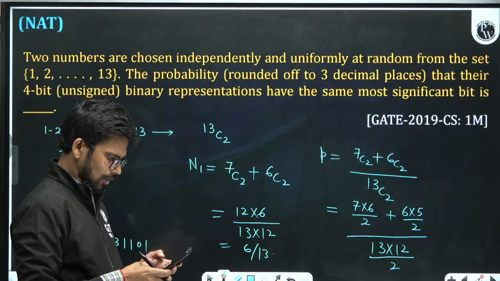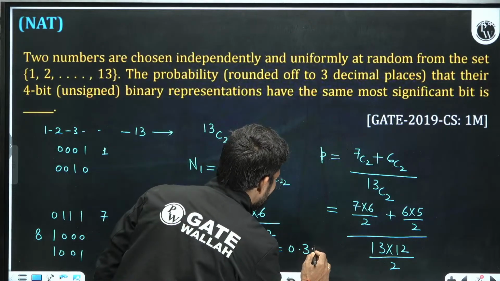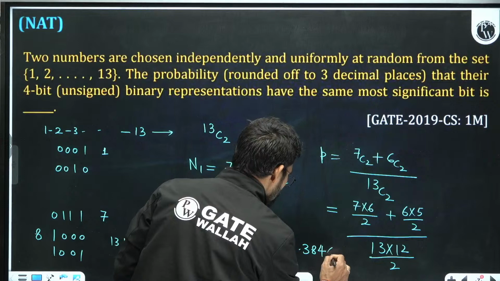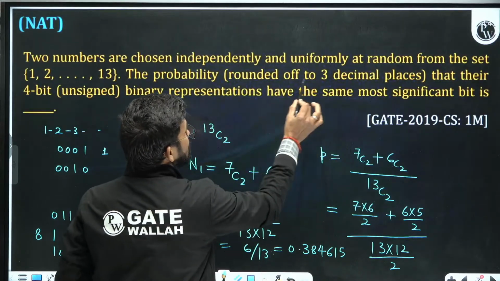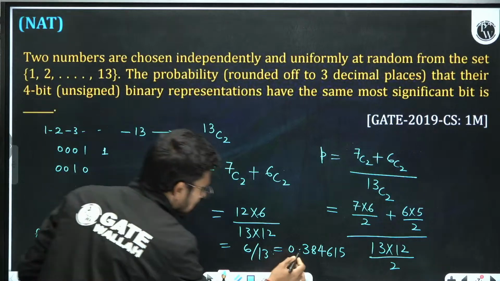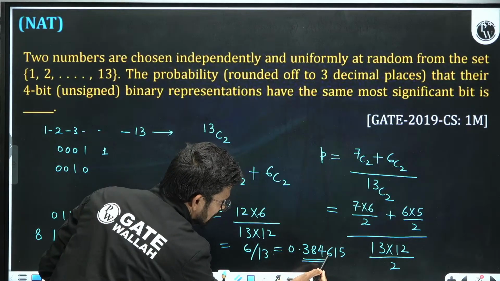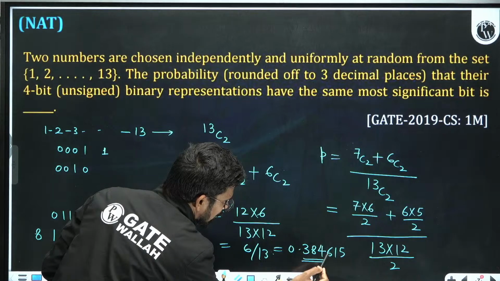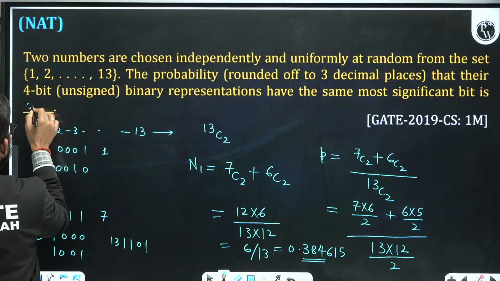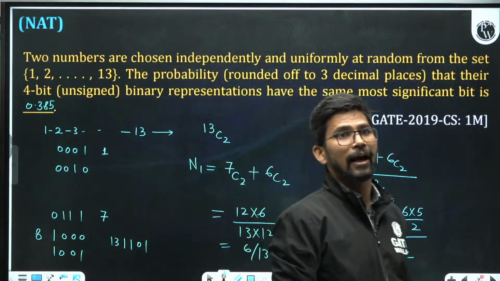So let us solve 6 divided by 13. It is coming out to be 0.384615. They are asking for the answer up to 3 decimal places. The fourth place is greater than or equal to 5, so you will have to add 1. So 0.385 is the right answer.